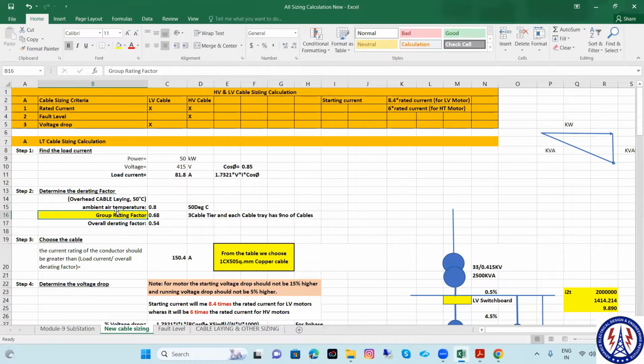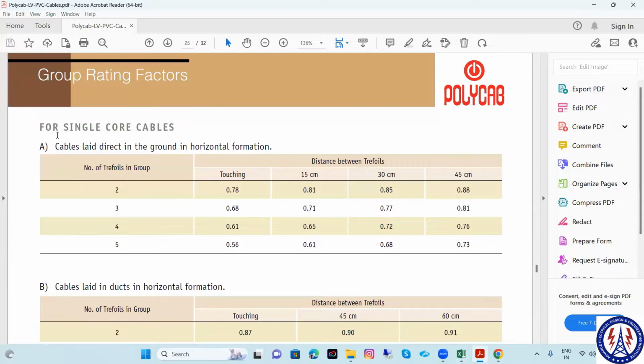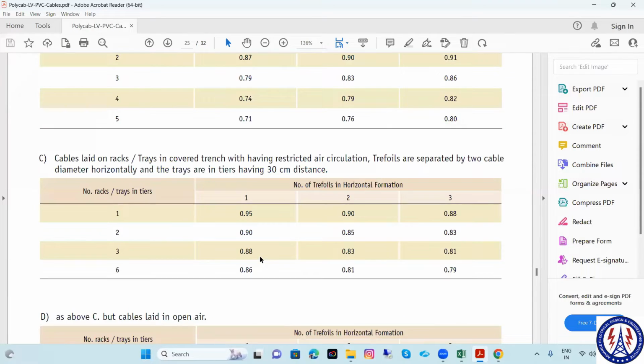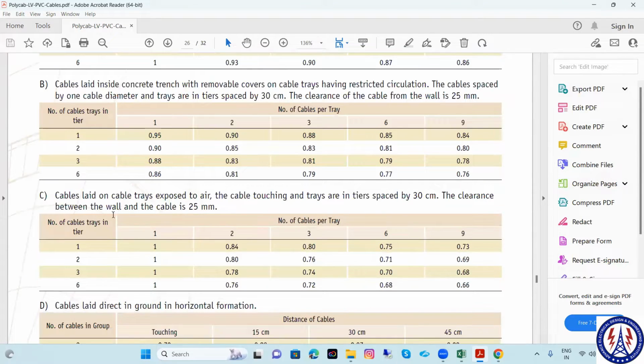Group rating means I am not using a single cable, I'm using multiple cables in the plant. Because of that, the group rating will arise. So I will go to the group rating. As per my experience, I know that the cable will be 3 core for this 50 kilowatt. As I have discussed earlier as well, I will use the factor C because if I use this, I can lay my cable in the touching formation. Because of that, my support structure requirement and the width of the tray will reduce.